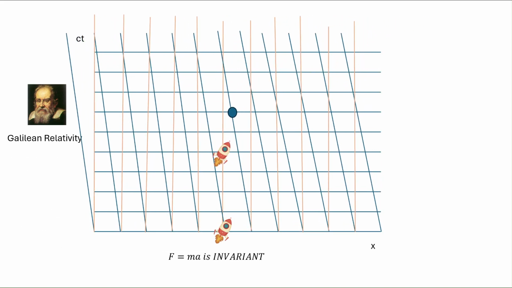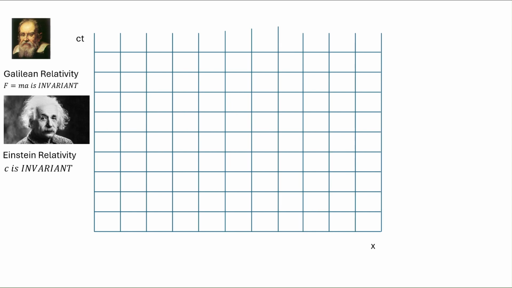And here I've just shifted it so that I could say, look, the rocket's frame is equally valid. Let's make the rocket's frame the rectangular grid. And now that other frame we were looking at before has the slanted lines. The rocket still goes up 2 and over a little less than 1. And this guy still goes up 2 and over 1. It's a little harder to see there, but you'll take my word for it. Okay, great. So now we have in Galilean relativity, F equals ma is invariant.